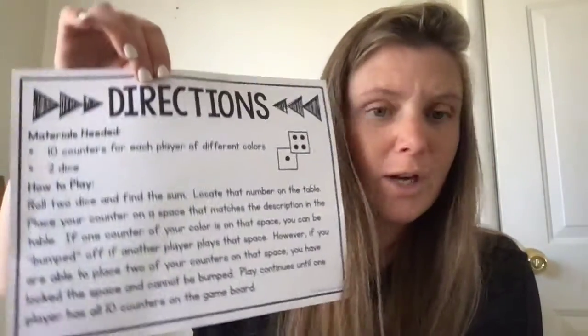Now, you can only bump another person off if they have just one counting bear on there. But if they have 2 counting bears on there, then they own that space and you cannot bump them off. Okay? And you keep playing until play continues until one player has all 10 counters on the game board. So you want to start with each of you having 10 counting bears. Okay, does that make sense? If you need to, you can always read the directions if you forget how to play.